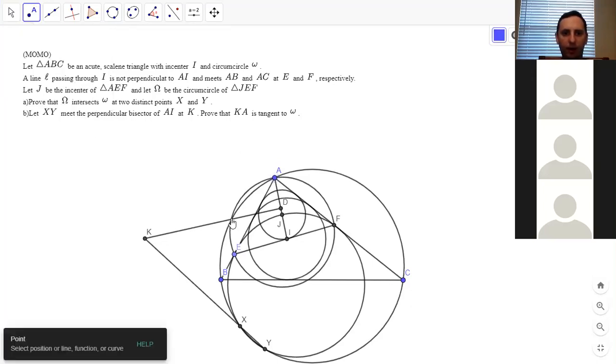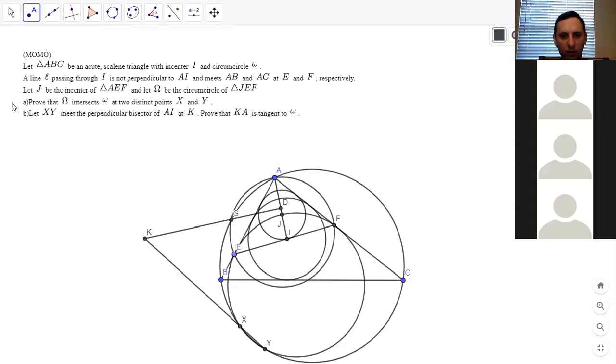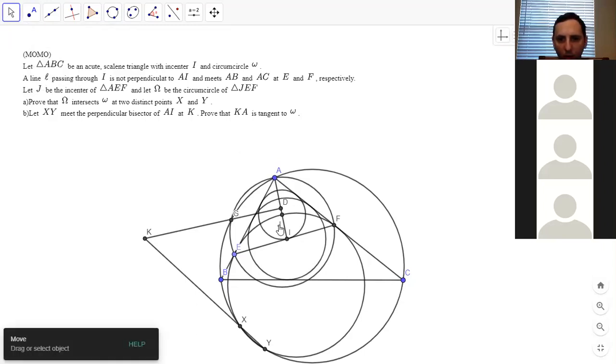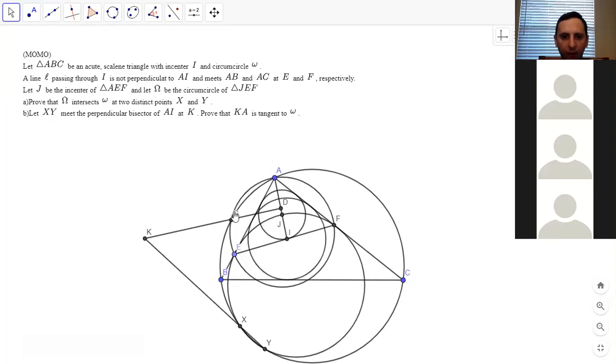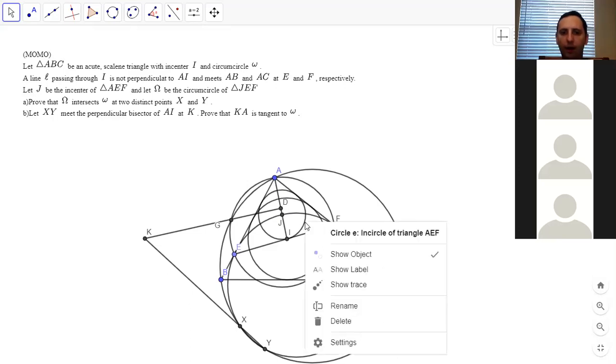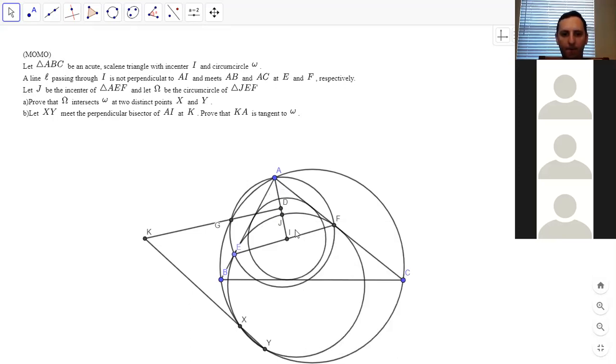Let's see if we can do part A. Circle with center J, in circle of AEF. So yeah, J is the incenter of AEF. Can you hide the circle of AEF? Yeah, I can hide the circle. So AJ and I are collinear because they're both on the angle bisector. Can I also hide the incircle of ABC? Yeah, I can do that.